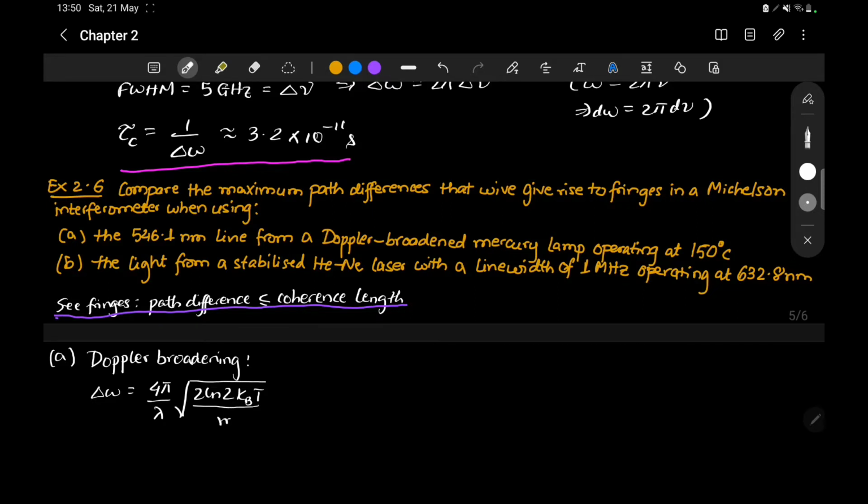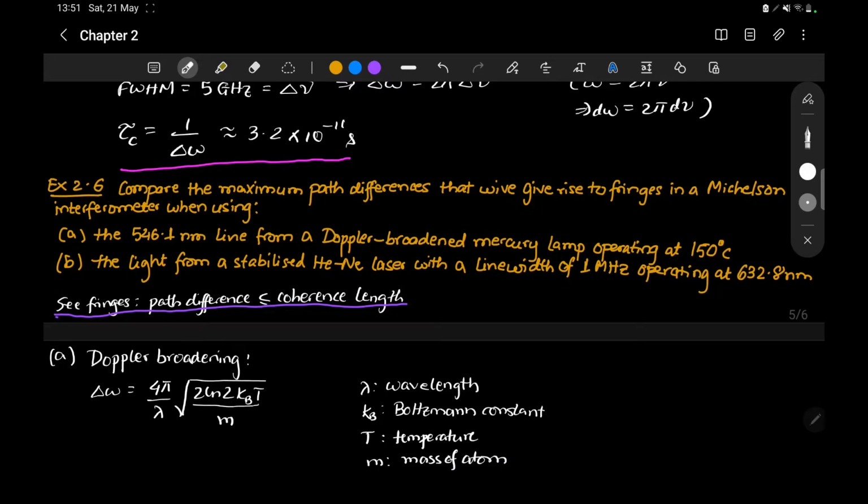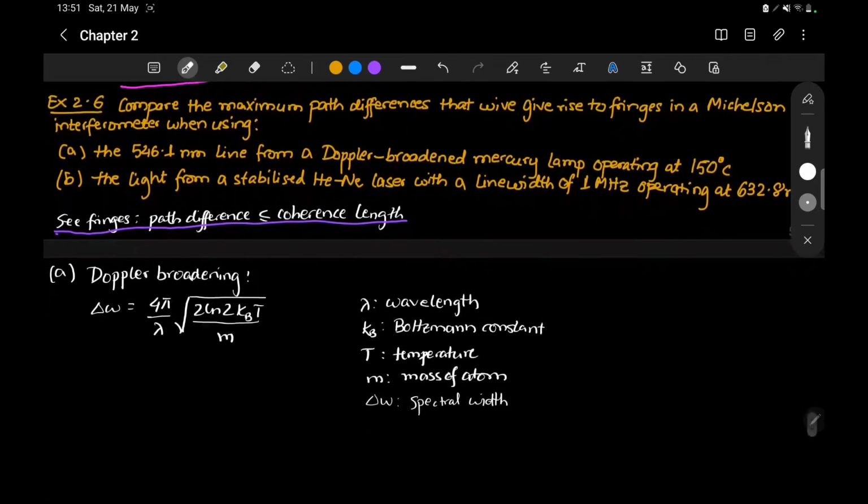in this expression, lambda is wavelength, kB is Boltzmann constant, T is the temperature, M is the mass of atom, delta omega is the spectral width. So let us write down the values that we have.